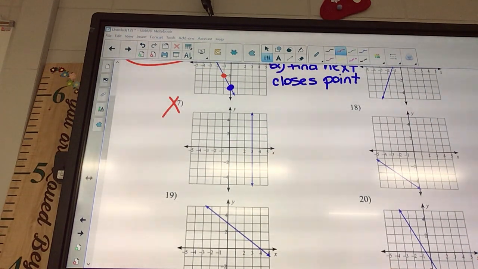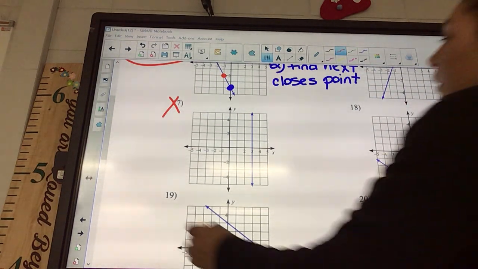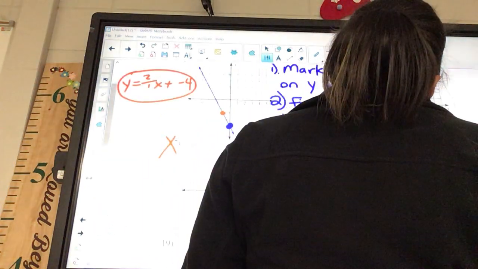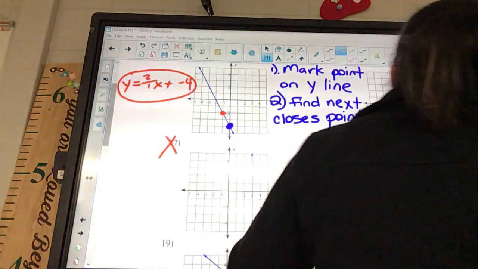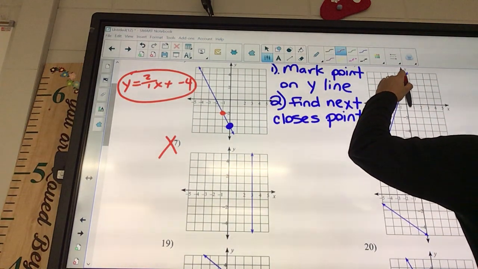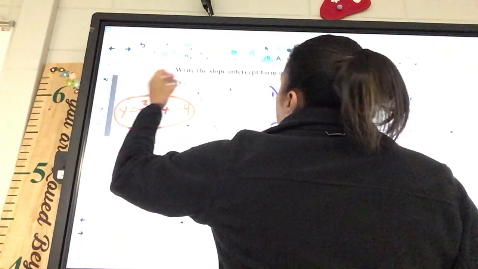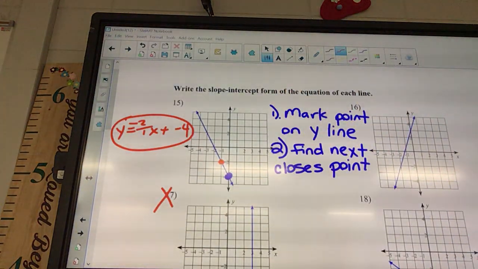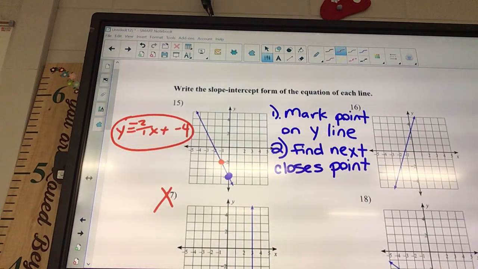Would 15 be negative 2 for the slope? No. The one you just did. That's 16. Oh, my bad. Yeah, it is a negative 2. Good catch, bud. Why is it a negative 2? Yeah, okay, so the line is negative. So, yes, it is a negative 2. Thank you.